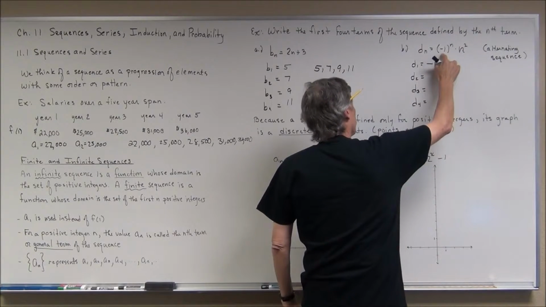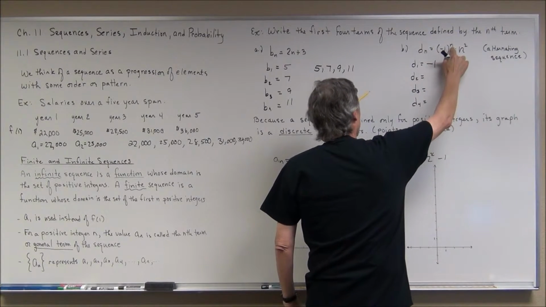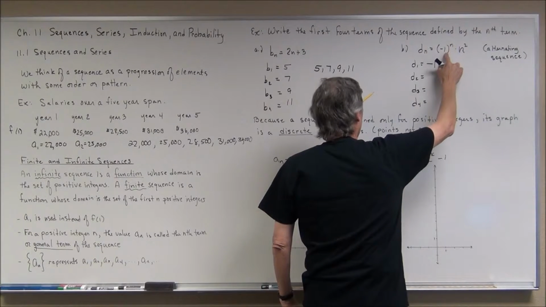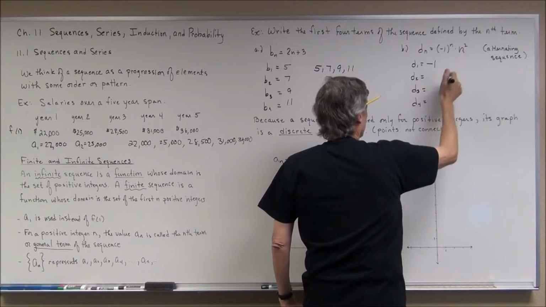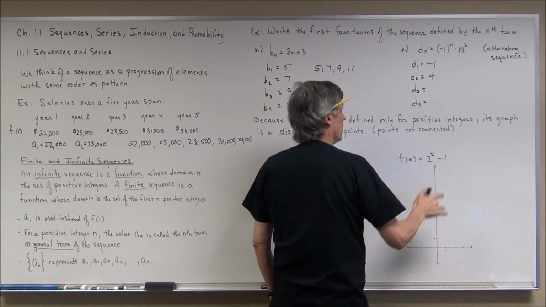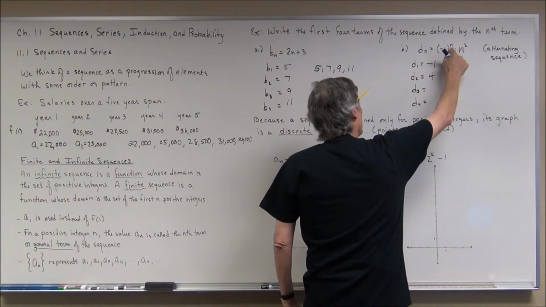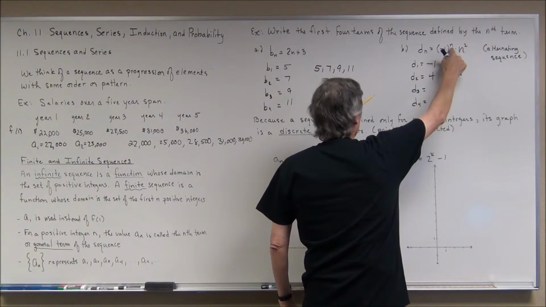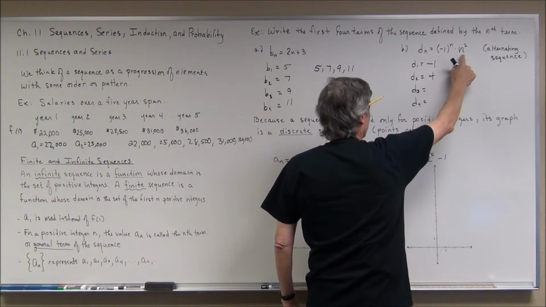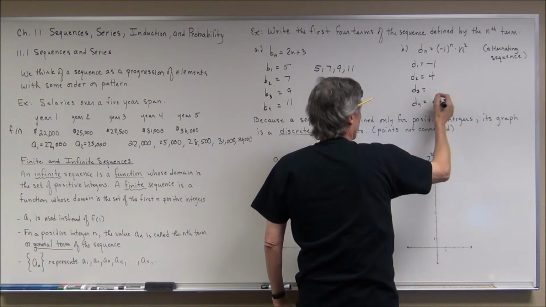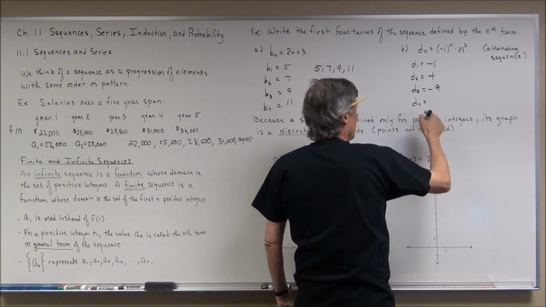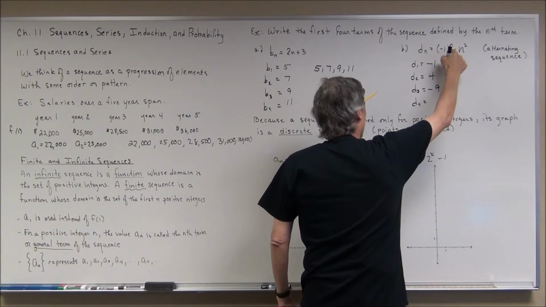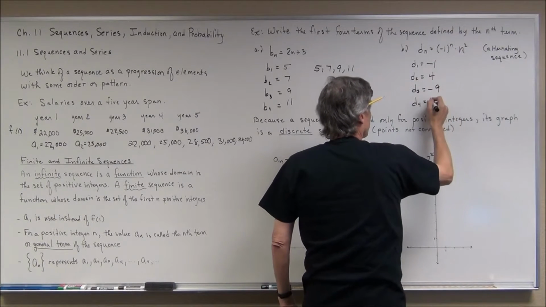Then I plug 2 in. Well, negative 1 raised to an even power is positive, so this is going to be positive 1 times 2 squared is 4, so that's going to be positive 4. Substitute 3 in. Negative 1 to any odd power is going to be negative 1, so this is negative 1 times 3 squared, which is 9, so negative 1 times 9 is negative 9. And then I plug 4 in, that'll be positive 1 times 4 squared is 16.